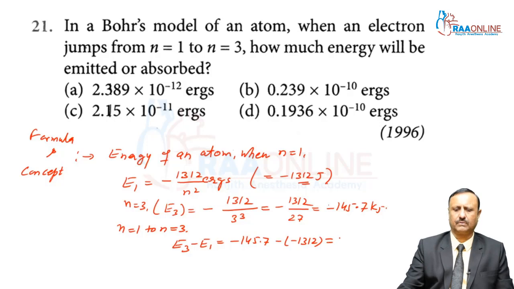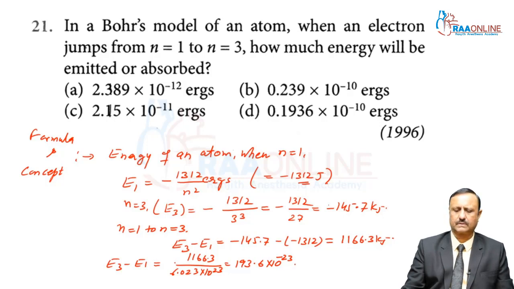So, both are minus, and you can get the plus, minus minus plus, minus minus plus, and minus 1312. You can get the 1166.3 kilojoule. Now, my dear students, that relationship E3 minus E1 equals 1166.3 divided by 6.023 into 10 to the power 23, Planck constant. Your value is 193.6 into 10 to the power minus 23.